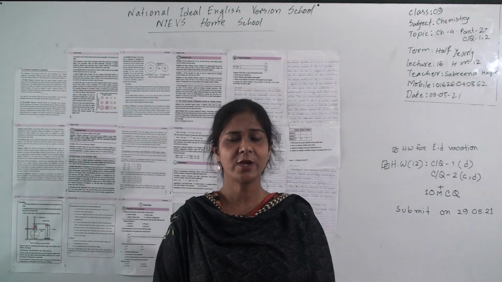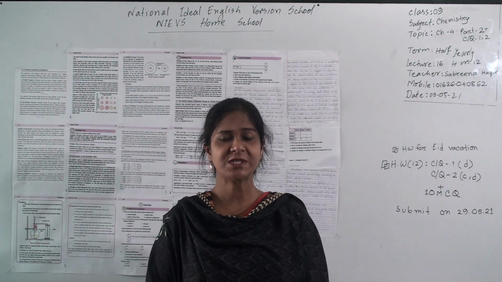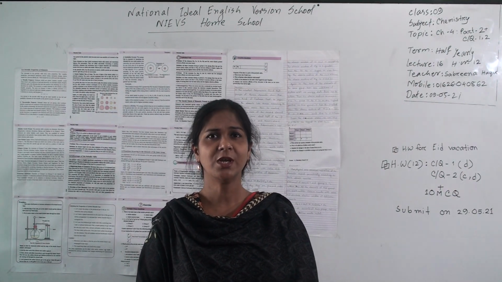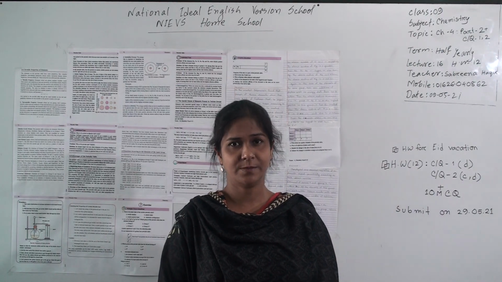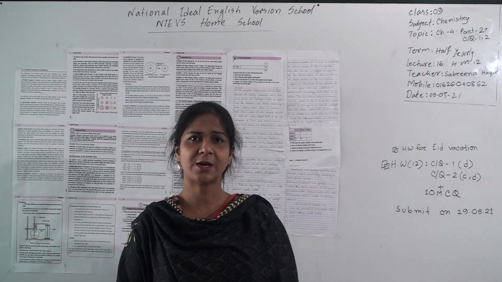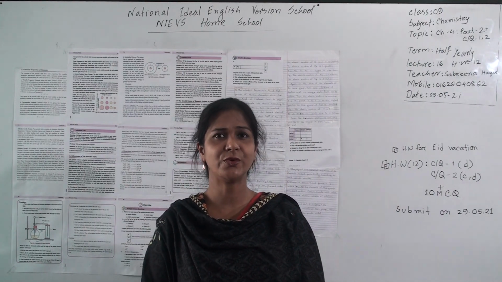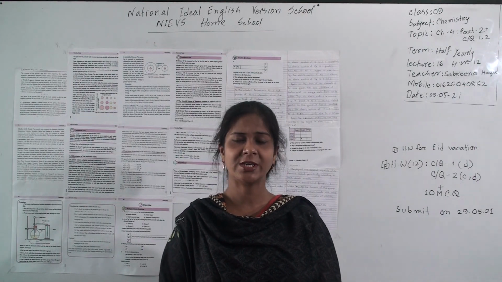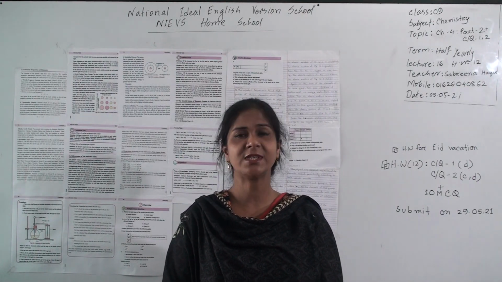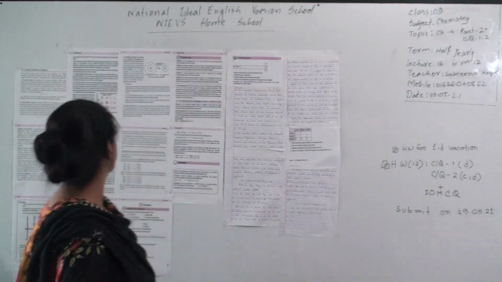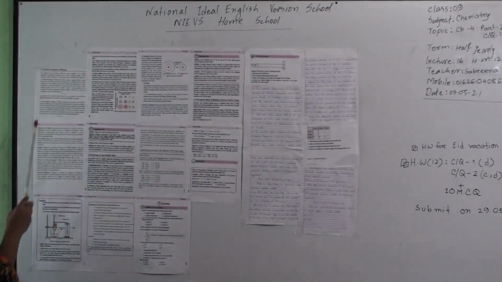Dear students, today I am going to take a chemistry class for class 9 students based on the second part of chapter 4, and along with this we will discuss two creative questions of the exercise. So dear students, let us move forward to this topic. The name of the chapter is periodic table. Today we will start from the periodic properties of the elements.